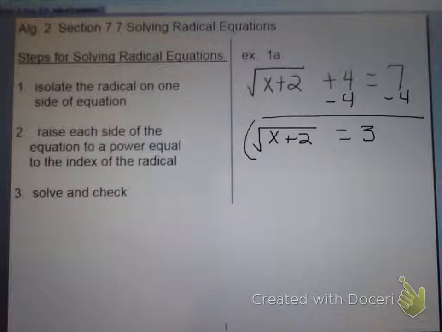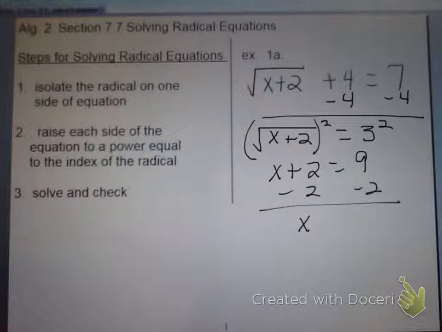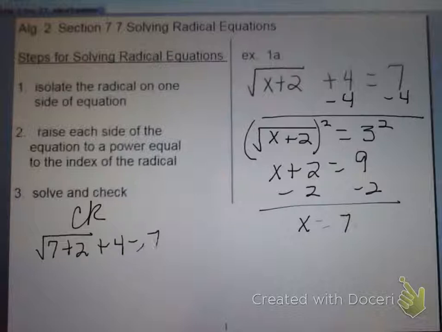That's a square root, so we are going to square both sides. And when you square a square root, what's inside just falls out. Then we're going to subtract 2 on both sides, and we get x is equal to 7. Now you must check, because sometimes they don't work. So we're going to plug it in and check. It does check.